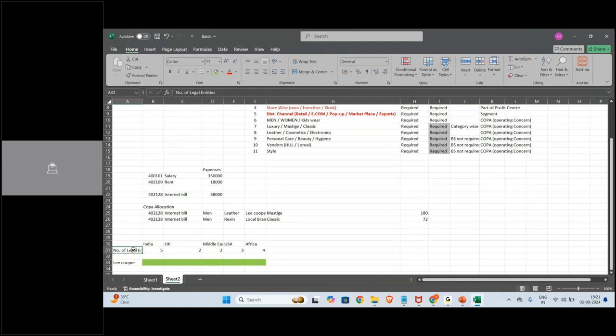No, right? Agreed. But I wanted to know, in all these legal entities, 5 plus 2, 9 plus 3, 12 plus 4, 16 legal entities are there. In these 16 legal entities, how much of the Lee Cooper brand have I sold? It doesn't matter whether I sold in Abu Dhabi, Johannesburg or Germany. Tell me what profit I got by selling the Lee Cooper brand across the group. How will you get that? At the operating concern level.